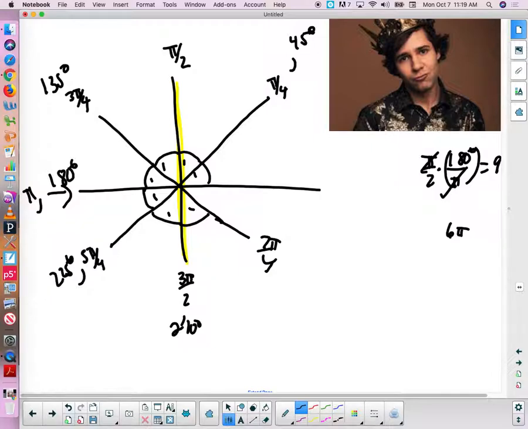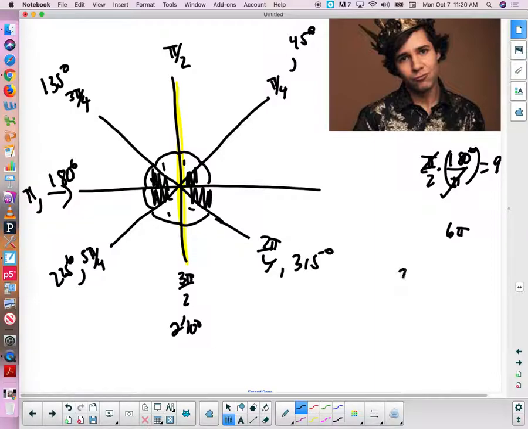If you see pi over 4, guess what your reference angle is? 45 degrees. Look at them. Aren't all of these 45 degrees away from the axis? That's one great thing about radians. 7 pi over 4 is 315.